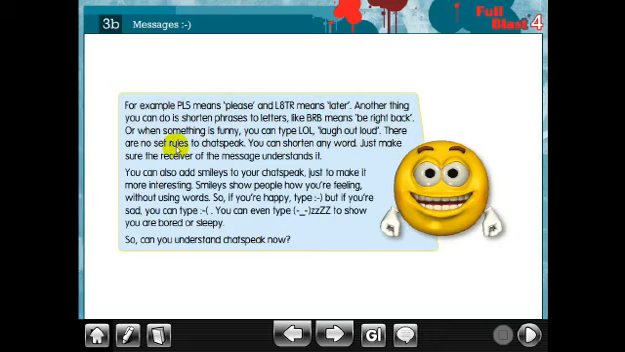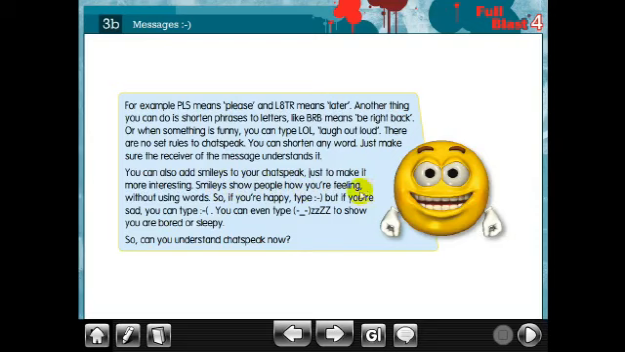There are no set rules to chat speak. This writing has no rules. You can shorten any word. Just make sure the receiver of the message understands it. You should make sure that the person who is reading it understands it. You can also add smileys to your chat speak. You can use smileys, and all of us know them, just to make it more interesting.